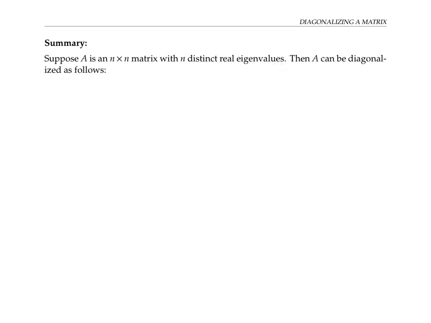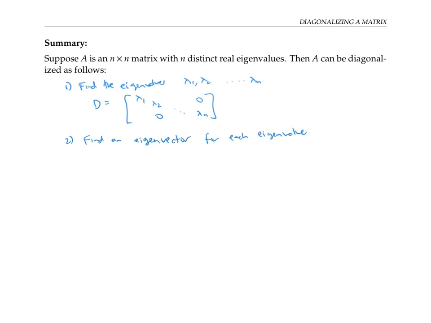The process goes like this. First, you find the eigenvalues, lambda 1 through lambda n, and you put them in your diagonal matrix D. Then you find an eigenvector for each eigenvalue. Let's call these eigenvectors v1 through vn, and we make our matrix P by stringing together those eigenvectors.